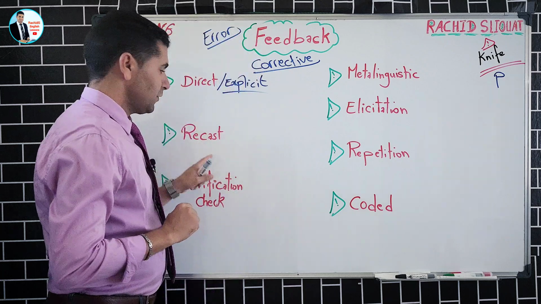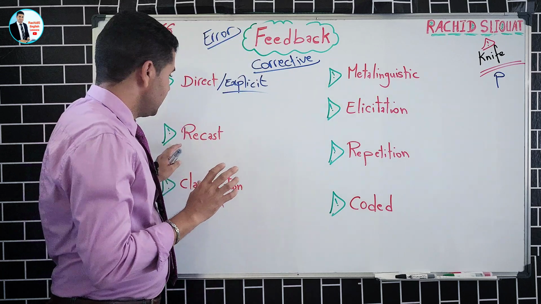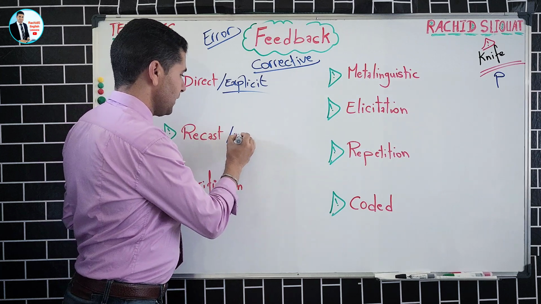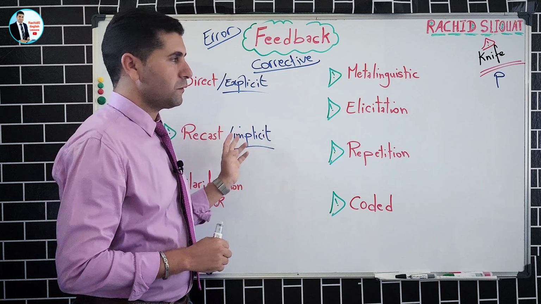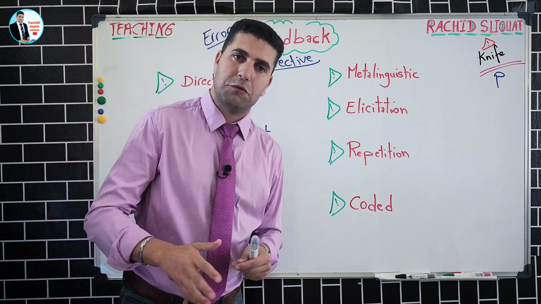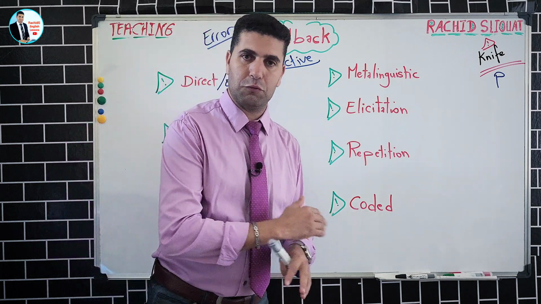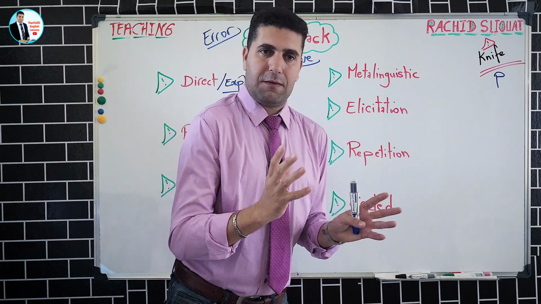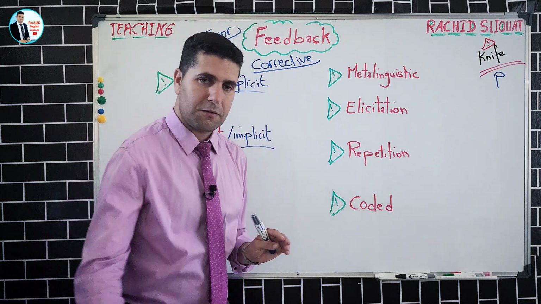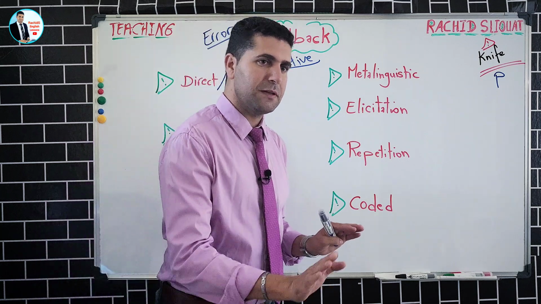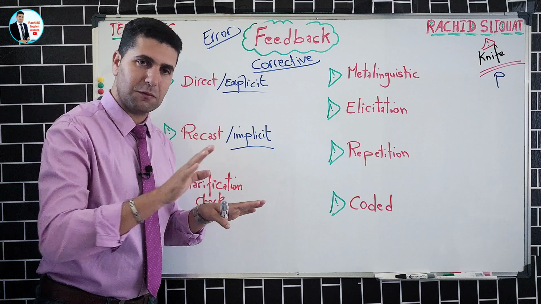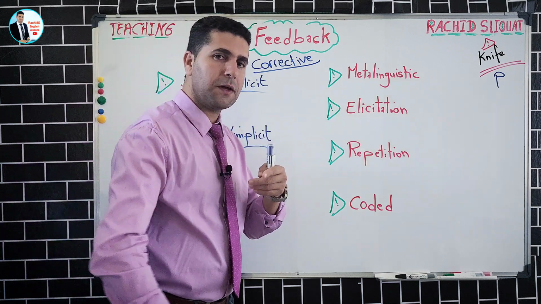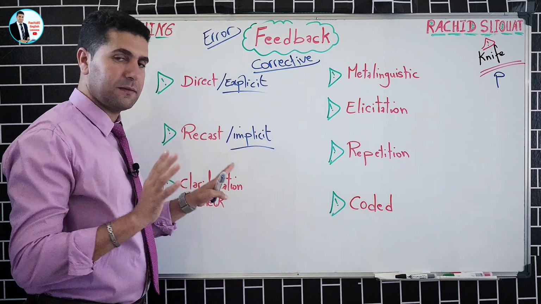Now let's see number two, which is recast. Recast is the opposite of direct, which is indirect, or we can consider it as implicit. If a student, for example, says, we use the knife too, the teacher might say, we use the knife too, so it is implicit. The teacher does not say, hey, we don't say knife, it's incorrect. No. The teacher gives feedback implicitly. So when I say recast, which is implicit, the teacher repeats what the student said with the correction. That's what recast is all about.